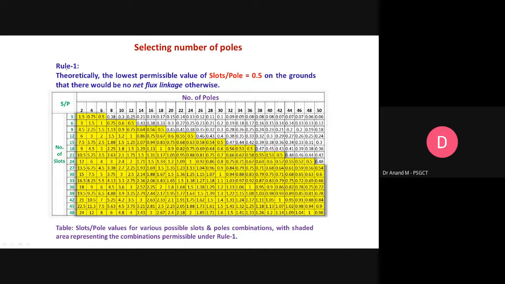Maybe due to time constraint, let us see in short. There is a rule number 1. Here you can see the x-axis defines the total number of poles and the y-axis defines the total number of slots. Which combination can we use for our electromagnetics? The first defined rule says you go for a slot per pole combination which should be equal to or greater than 0.5, which is a well-proven concept to reduce the unwanted flux leakage in linkages.